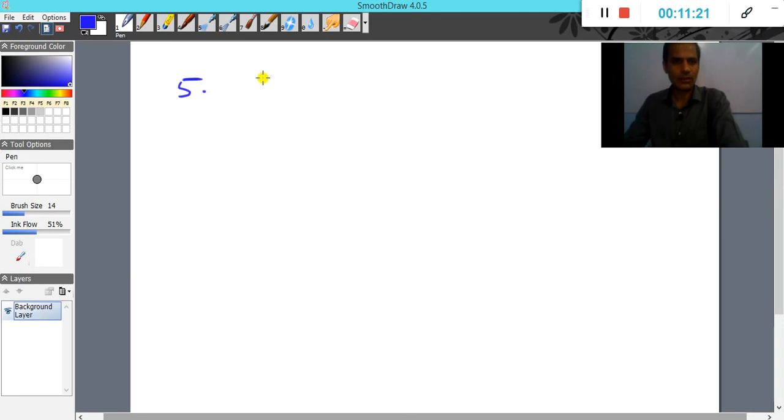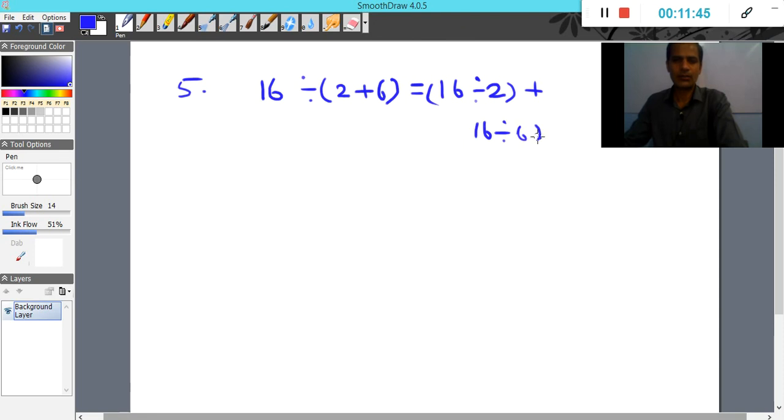For example, take any three values like 16 divided by 2 plus 6. For example, we are going to distribute division over addition. It means हम क्या लिखेंगे राइट साइड में 16 डिवाइडेड बाय 2 एंड प्लस 16 डिवाइडेड बाय 6. So it is not equal because division cannot be distributed. ये डिस्ट्रीब्यूटिव प्रॉपर्टी है बट डिवीज़न में हम यूज़ नहीं कर सकते.